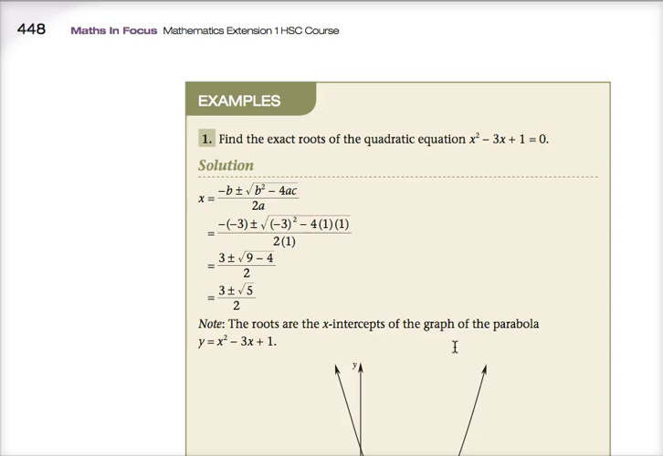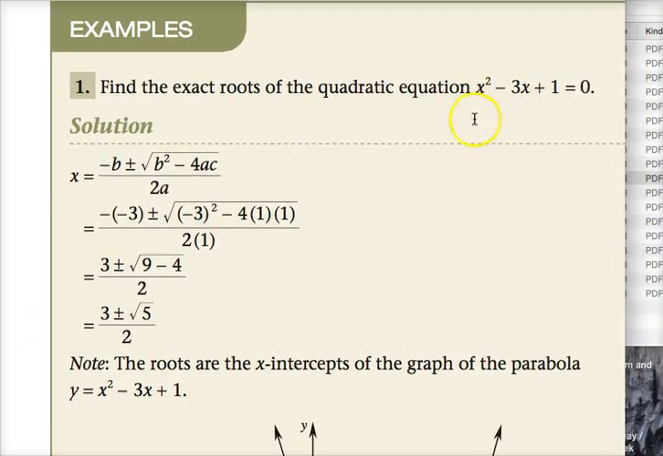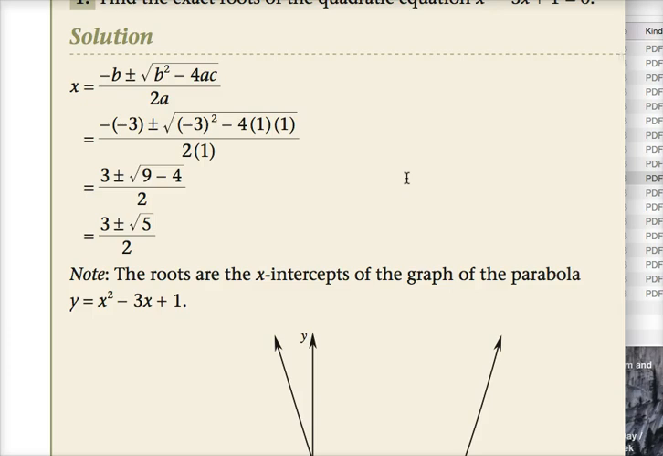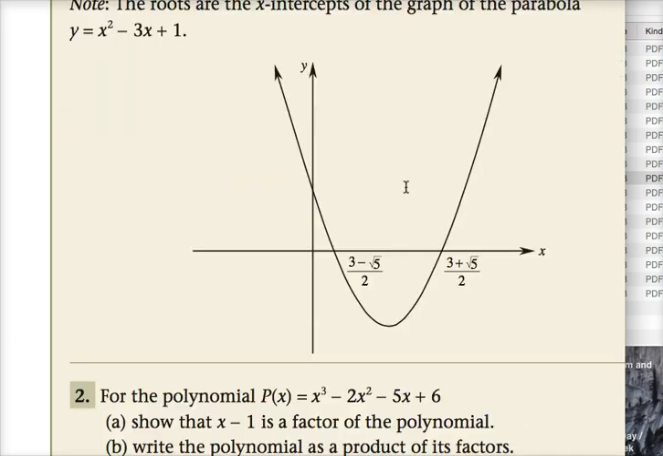Now, for example, you might be asked, this is just a quadratic equation, so find the exact roots of that quadratic equation. If you can't factorize it, if it's a quadratic, you just use the quadratic formula as they've used there to find the roots. Is that okay? So x is negative b plus or minus, etc. All right, so the roots there are 3 plus root 5 on 2, and 3 minus root 5 on 2. See, we've got 2 roots.